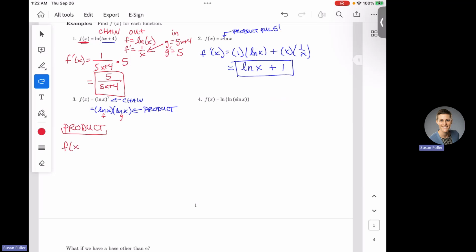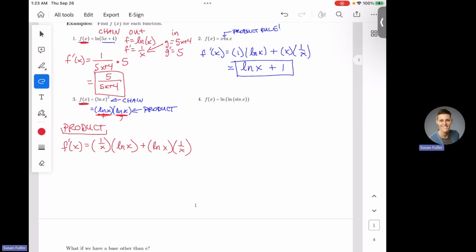So the overall f prime of x, the derivative of my original function, is going to be the derivative of my first function. What's the derivative of ln x? Yep, it's 1 over x, times the second function, ln x as is, plus the first function as is, ln x. I don't know why sometimes I use parentheses and sometimes I don't. Sorry about that if that's confusing. Times the derivative of the second function. What's the derivative of ln x? Yep, it's 1 over x.